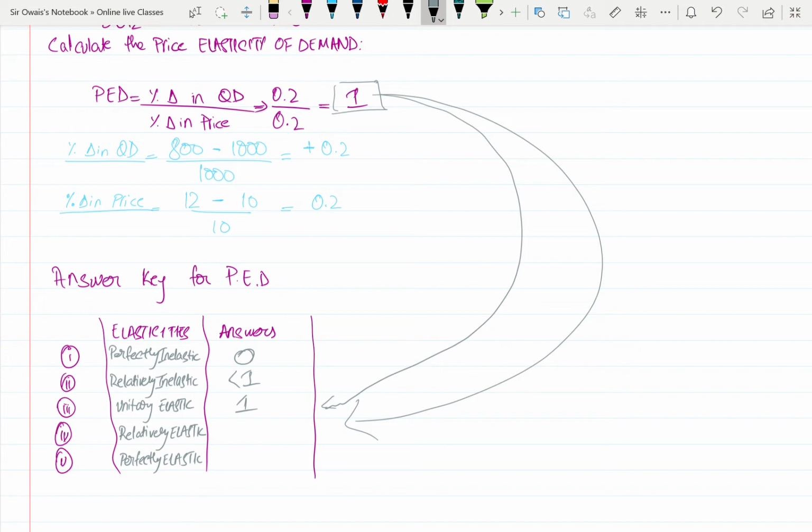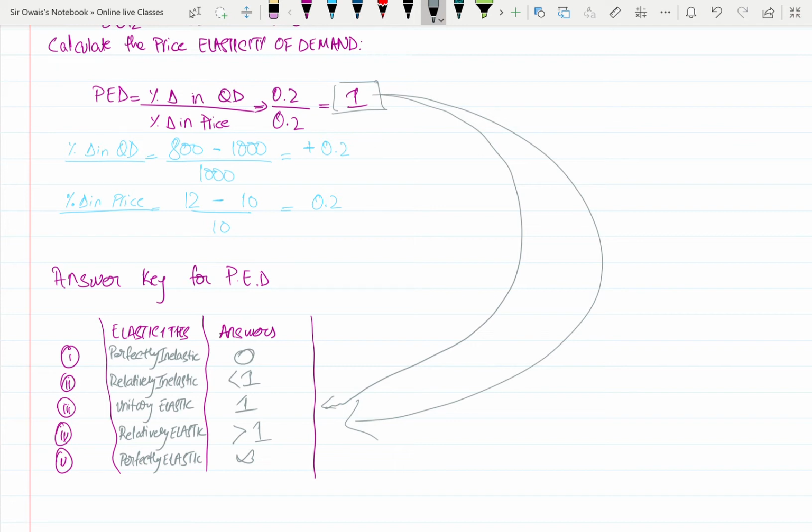And if your answer is greater than 1, that would be relatively elastic. If your answer is infinity, then it would be considered perfectly elastic. Are we getting it? We use the above formula of price elasticity of demand to get the answer, and then we use the answer key to identify what type of elasticity our product has.